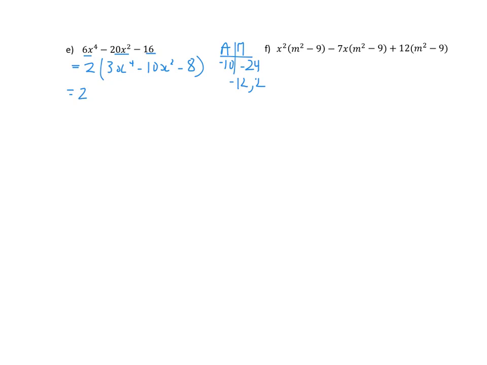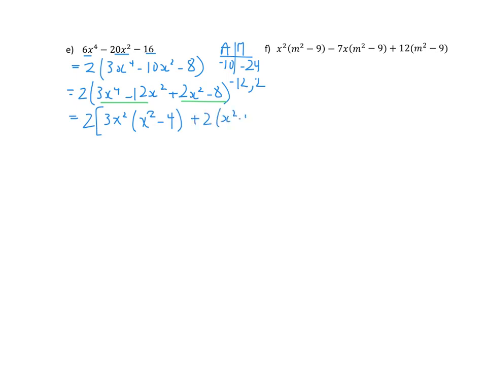Okay, so I'm going to decompose the middle term. So I still have my 3x to the 4. I'm going to have a minus 12x squared and then a plus 2x squared and a minus 8. And then from here, I'm going to group for a common factor, so I'm going to do 2 and 2. I have a 3x squared that's common to the first, and that leaves me with an x squared minus 4. And then out of the second pair, I've got a 2 that's common, leaves me with an x squared minus 4.